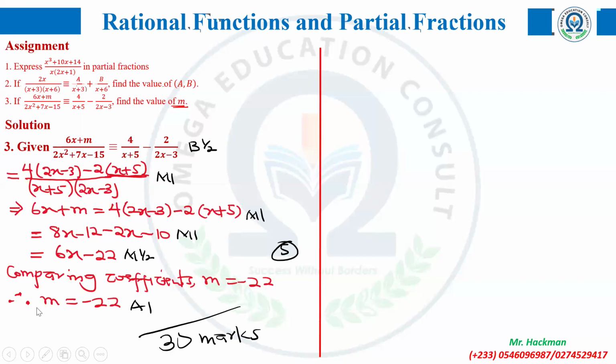So don't write, therefore, the value of M is. No. Therefore, M is equal to, state its value. You are done. So this will equally give you 5 marks. So in all, we have a total of 30 marks.